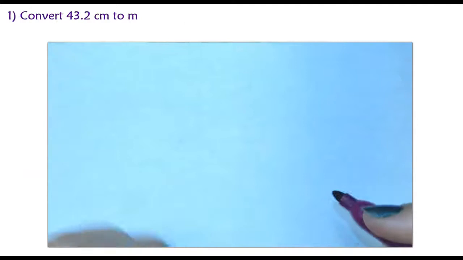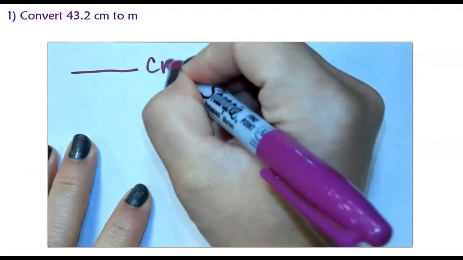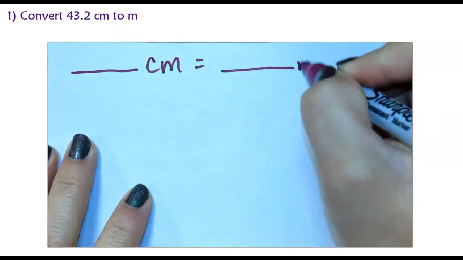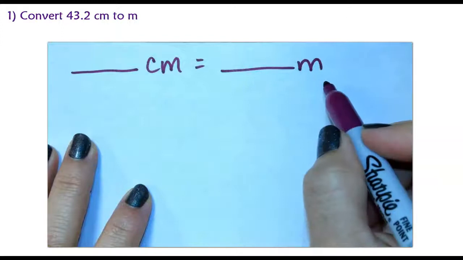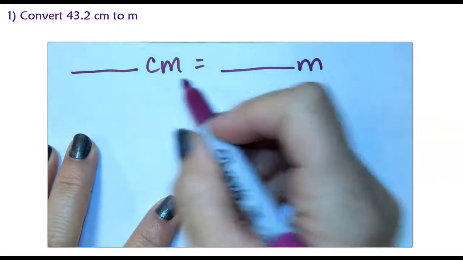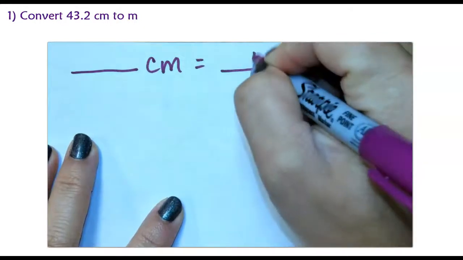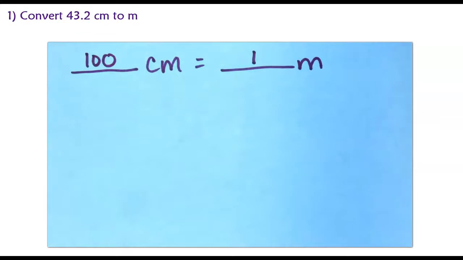So we're asked to convert 43.2 centimeters to meters. First of all, what is a conversion factor between centimeters and meters? Well, remember, the larger unit gets a 1, and if we know our chart, we know that the other is going to be 100. Meters is at the base, so it equals 1. Centi is going to be 100. So now that I have my conversion factor, I can use it as a fraction in my problem.